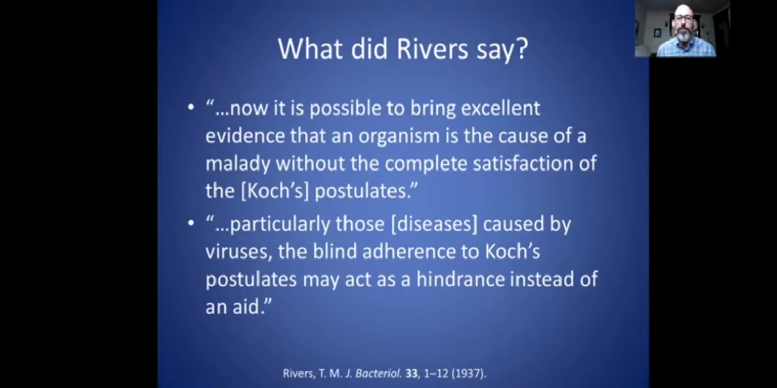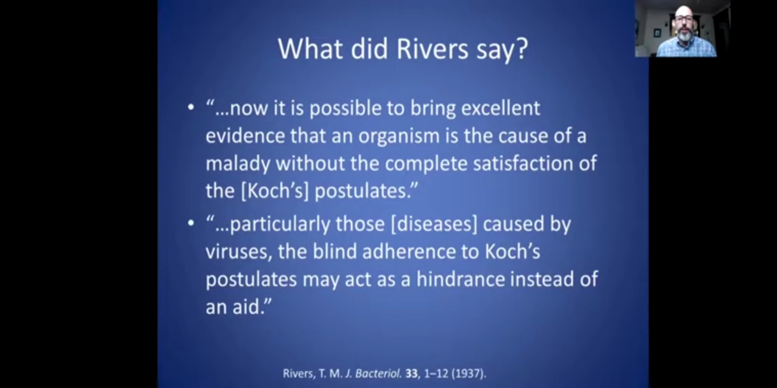So I went and looked at Rivers' article from 1937, where he laid out these six criteria, and I found a few interesting quotes to help us learn a little bit more detail about what he was saying. So the first quote: "Now it is possible to bring excellent evidence that an organism is the cause of a malady without complete satisfaction of Koch's postulates." So basically he's saying that you can skip the steps that are not included in his criteria and still prove that a virus causes a disease.